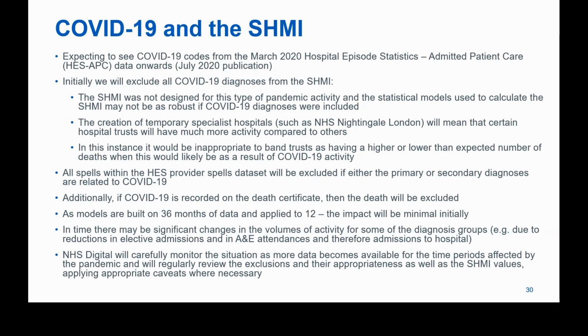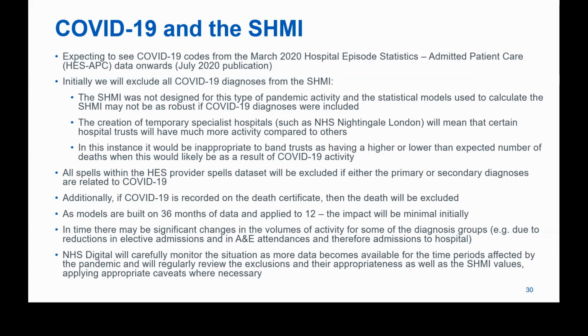And then also it's worth bearing in mind that because all models are built on 36 months of data, if you consider this most recent month that will be feeding into the build of the SHMI, it's only going to be 1 month out of 36 going into the build of the model, but then obviously 1 month in 12 being scored. And in time, there's going to be significant changes in the volume of activity for some of the diagnosis codes as well. So we need to monitor that.